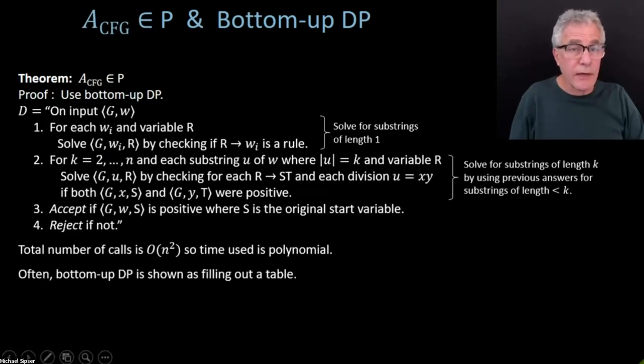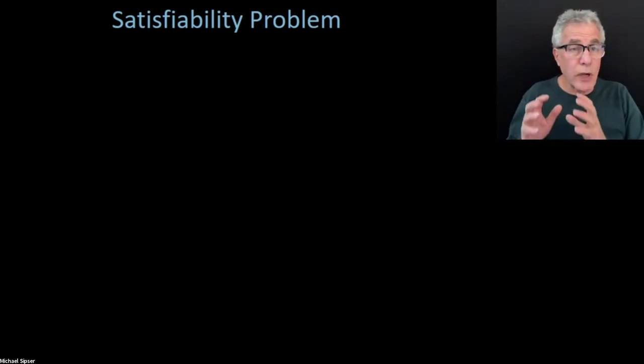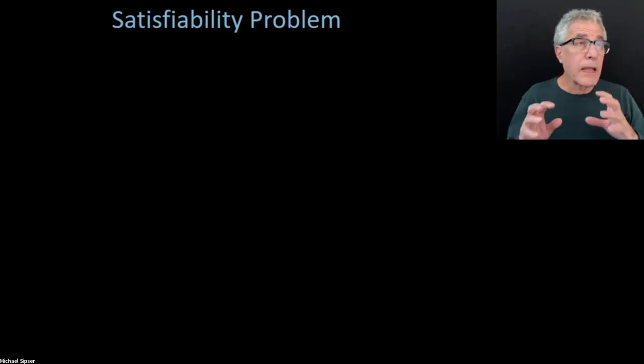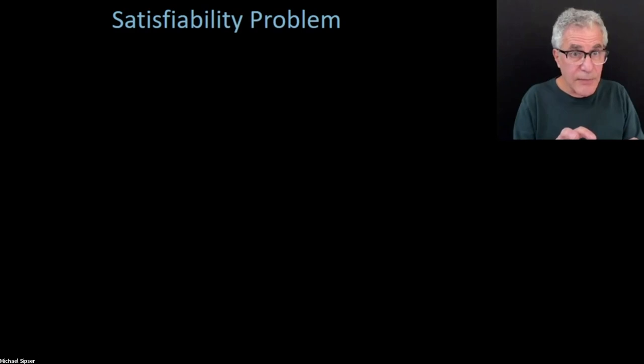Okay, so moving on from there, let's shift gears. Leave context-free languages and dynamic programming behind, and start moving toward understanding P and NP. For that, we will introduce a new problem called the satisfiability problem. That's one we're going to spend a lot of time on. So it's important, if you tuned out a little bit during the dynamic programming discussion, to get back on board.